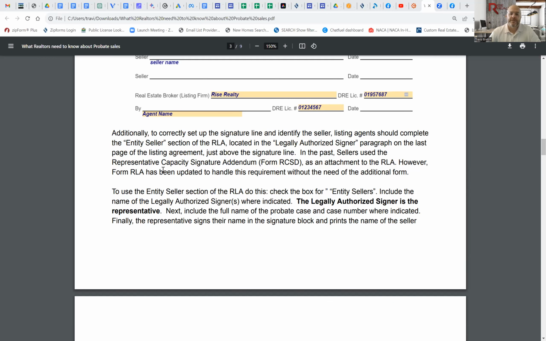To use the entity seller section of the RLA, do this. You want to check the box for entity sellers. Include the name of the legally authorized signer where indicated. The legally authorized signer is the representative. Next, include the name of the probate case and case number where indicated. Finally, the representative signs their name in the signature blocks and prints the name of the seller.